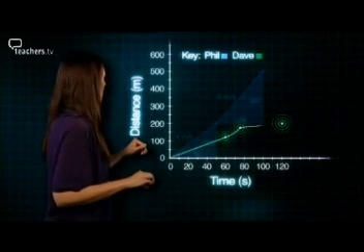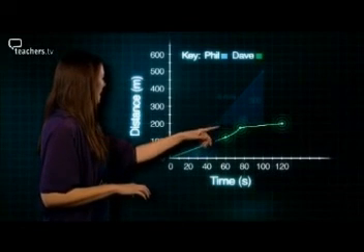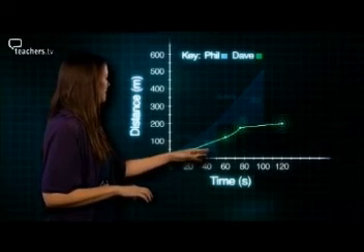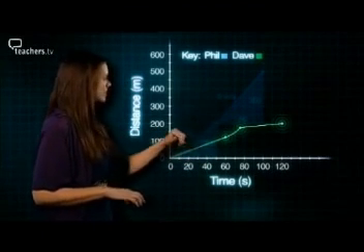And let's compare that to Dave's. Let's have a look. Oh dear, Dave. Well, we can see that in Dave's graph, he's got 2 sections that are straight lines, and neither of these are actually as steep as Phil's. So it's pretty clear that Dave was slower throughout the race.